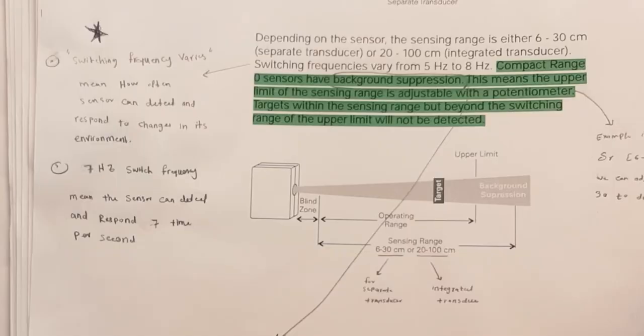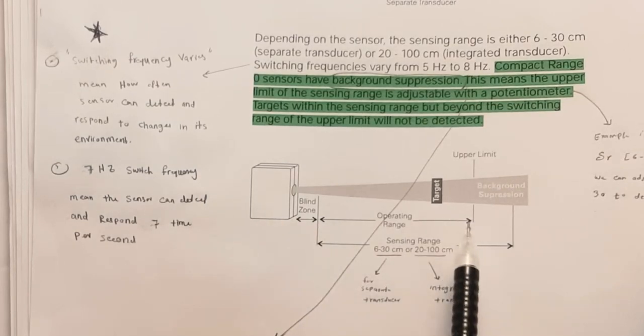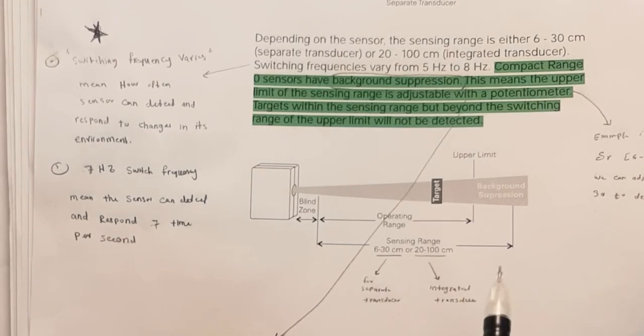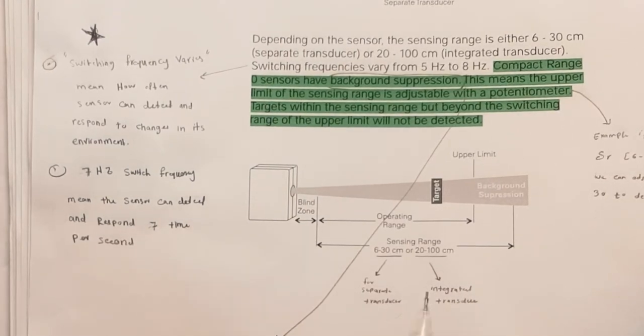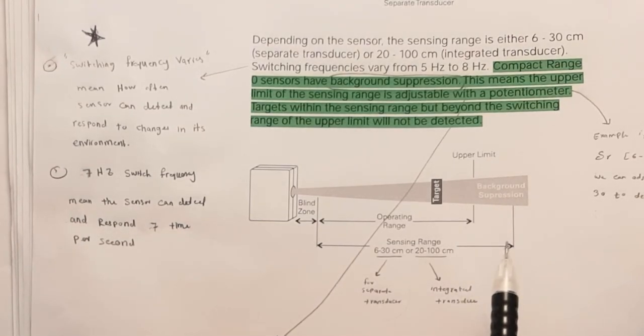If you take a look at this figure, this is the operation range and this is the sensing range. You can see here from 60 to 30 centimeters, this is for the separated transducer, and the other one from 20 to 100 is for the integrated transducer. Let's see the details about background suppression in the next figure.